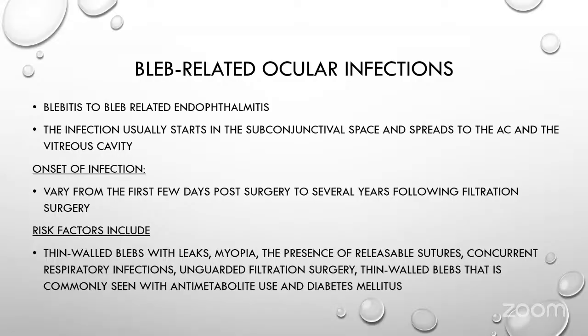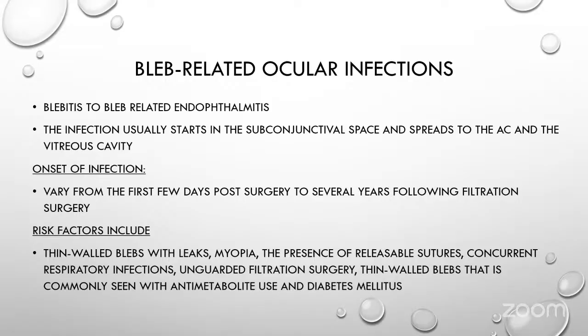Bleb-related ocular infection: blebitis to bleb-related endophthalmitis. We can have stage 1, stage 2, and stage 3 blebitis, with stage 3 blebitis also referred to as endophthalmitis. The infection usually starts in the subconjunctival space and spreads to the anterior chamber and then to the vitreous. The onset of infection varies, and can be from a few days to several years following the filtration surgery. Hence, your patient with a trabeculectomy bleb is your next best friend for the rest of his life, in the sense that he or she needs to follow up for the rest of his or her life.